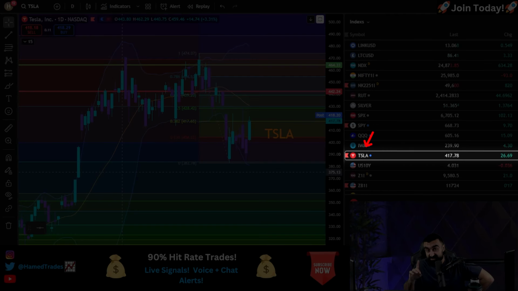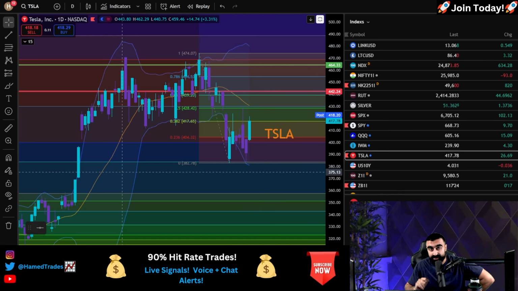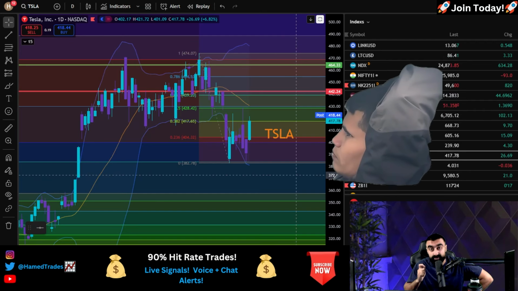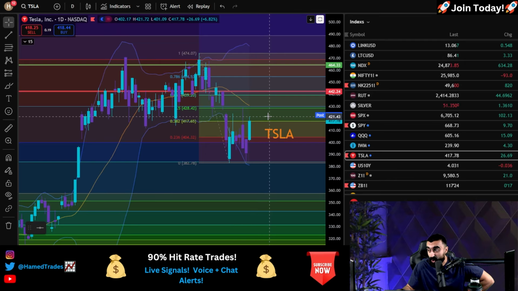Daily time frame of Tesla. We were looking at Tesla at 380, right? I was saying that I was very bullish on Tesla. As long as that level between 380 to 400 held, we were very bullish on Tesla. What ended up happening today? Tesla's up almost $30. Tesla is up almost $30, guys. We are bullish on Tesla.